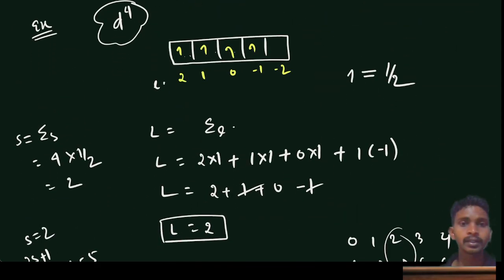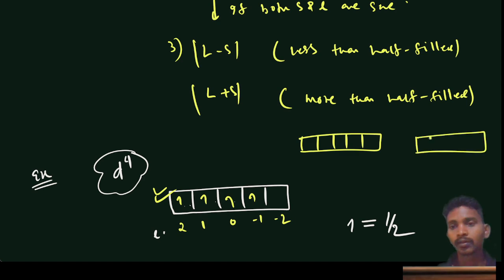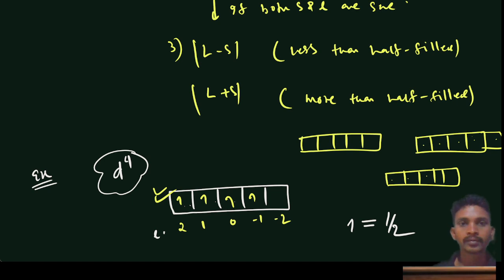Here this is less than half filled, so you see 1 2 3 4 5. This is the half filled or fully filled case also. Fully filled and half filled have the same conditions.